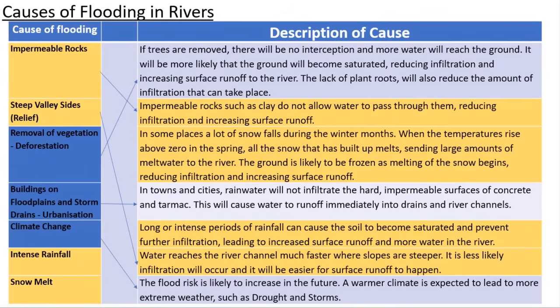Climate change, flood risk increases because of warmer climates and more storms and more extreme events. Intense rainfall, so long intense rainfall, again, too much water at once, less infiltration, more surface runoff. And snowmelt as well. Lots of water when it goes above freezing all at once, and the ground is still frozen, so it can't soak it all up. There you go. So have a little look at those and pay attention to those before we move on to the next section.